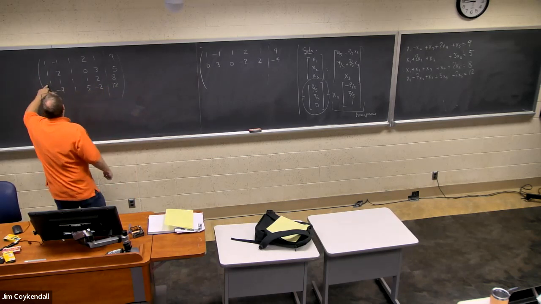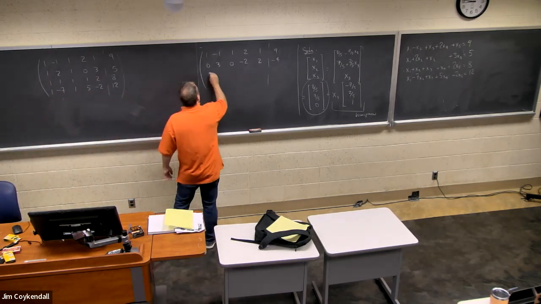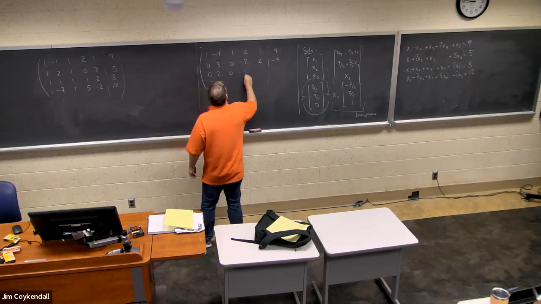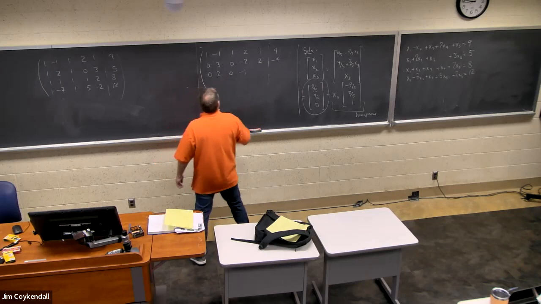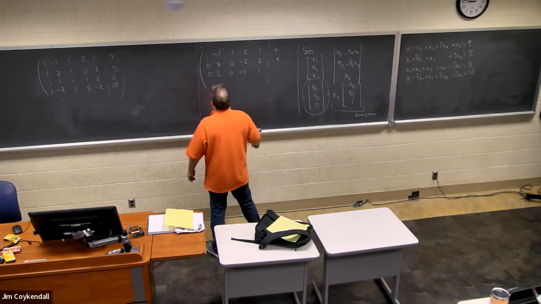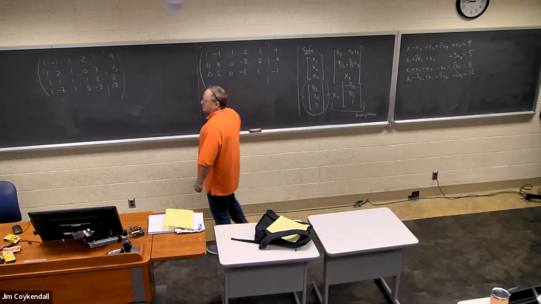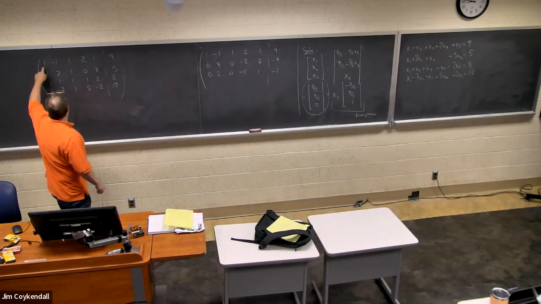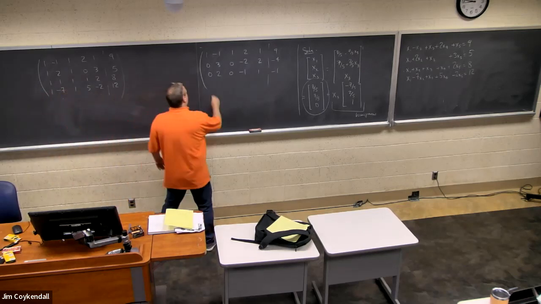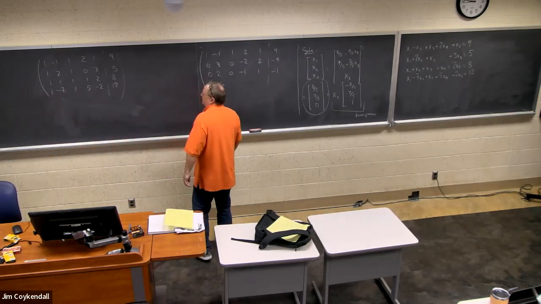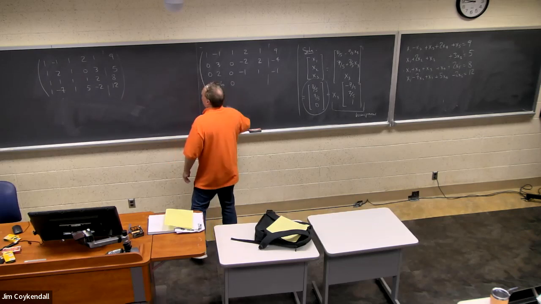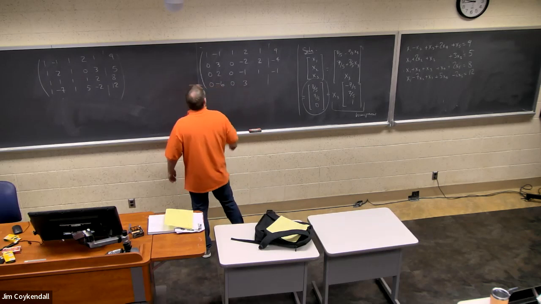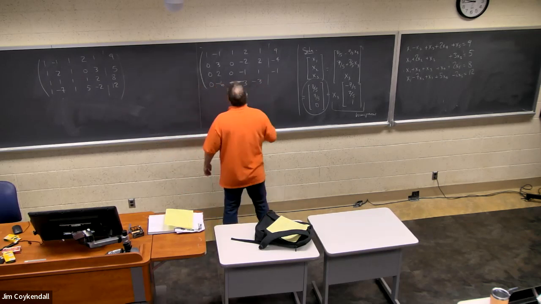That's minus 1 and add here. So 0, 2, 0, minus 1, 1, and 1. And minus 1 and add all the way down here. So 0, negative 6, 0, 3, and negative 3, and 3.